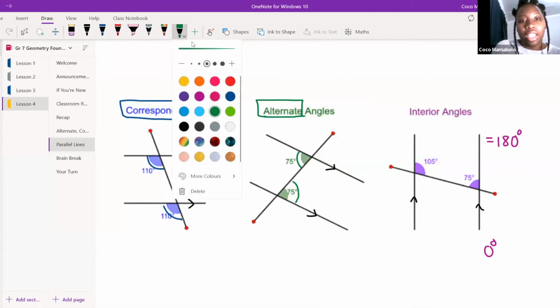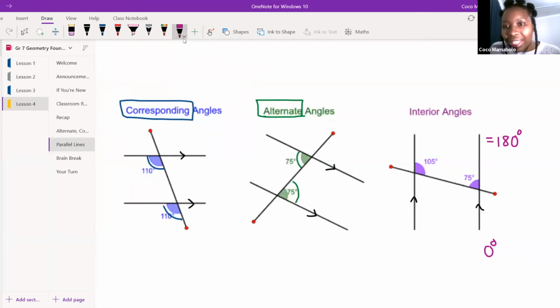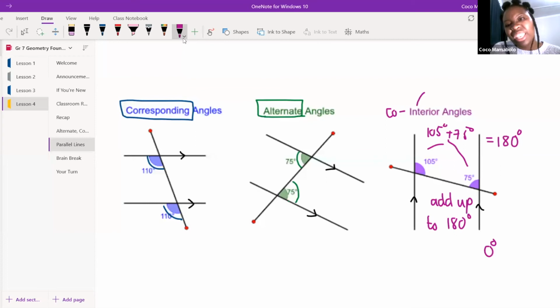And again, if we measure the two inside angles, these two angles together, and add them together, 105 degrees plus 75 degrees, these two angles add up to 180 degrees. And these are actually called co-interior angles, interior from the word inside.